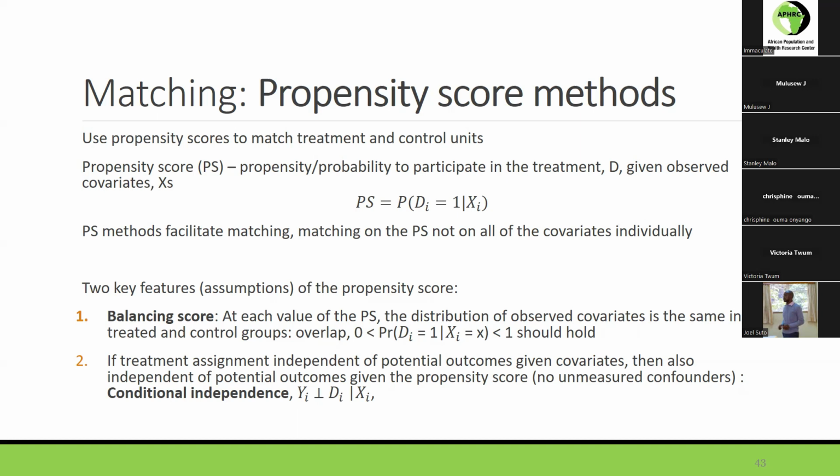I will show you. The second assumption: if the treatment assignment, that means for us, for example, let's take depression, is independent of diabetes given a set of covariates, then we can also say that it is independent of the potential outcome, the potential outcome that would happen after exposing to diabetes, given the propensity score. Therefore, we could assume conditional independence is there. That means we have already considered all confounders, so conditional independence would be satisfied or fulfilled.